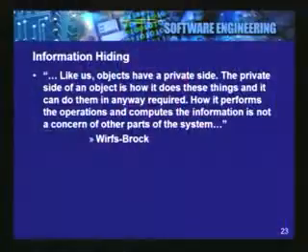So the third level of abstraction that we'd like to go over is called information hiding. Here is a definition by Wirfs-Brock, who was one of the people who did some pioneering work in the area of object orientation. I'm just going to quote this first before we talk about it. Like us, objects have a private side. The private side of an object is how it does these things and can do them in any way required. How it performs the operations and computes the information is not of concern to other parts of the system.